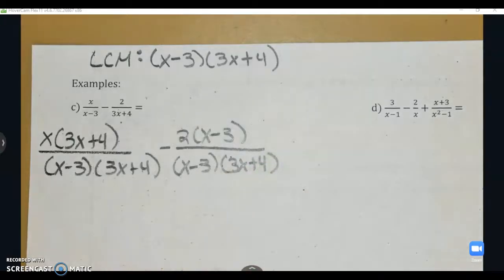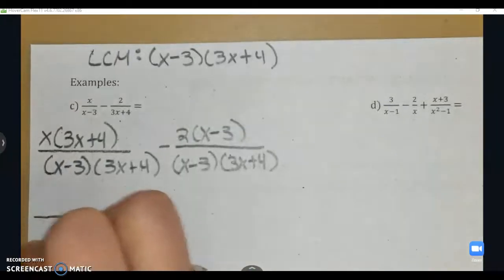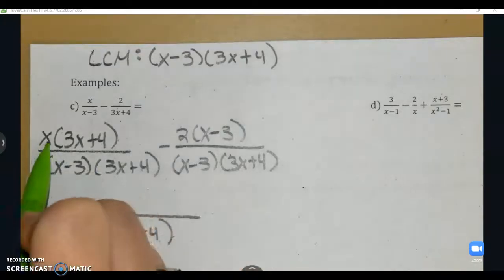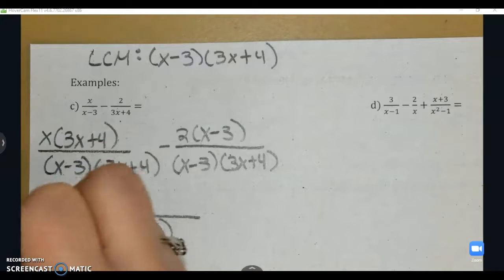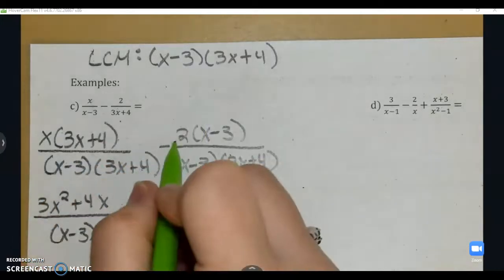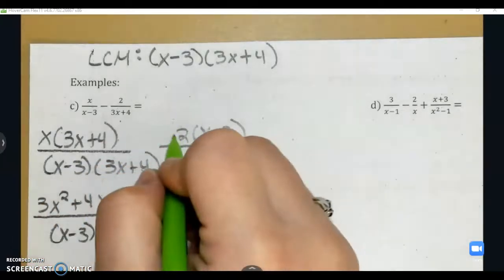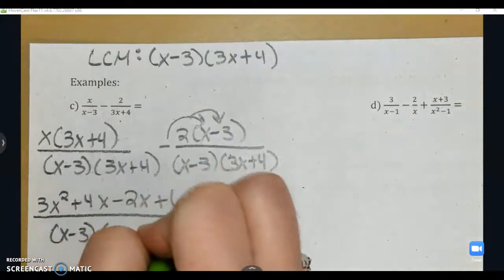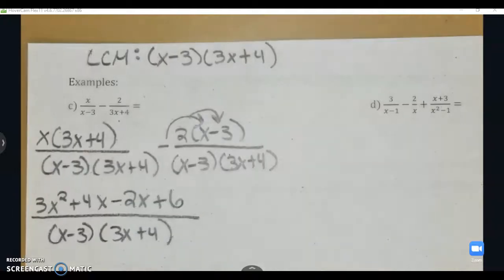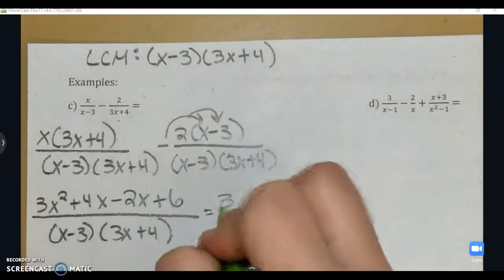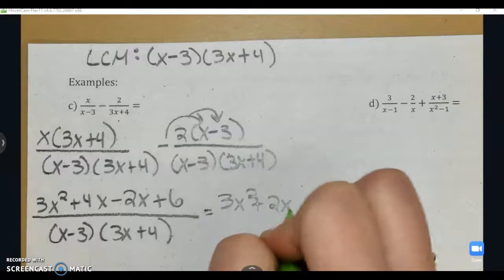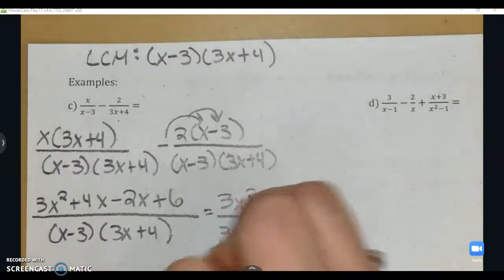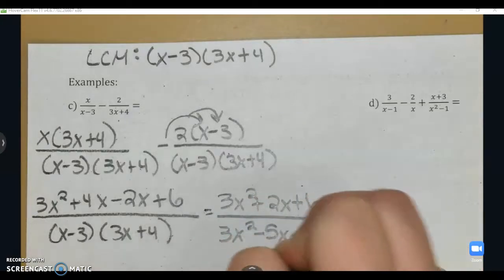So now my denominators match, and I can subtract my numerators. So my denominator is going to stay the same. And let's go ahead and distribute that x here. I'm going to get 3x squared plus 4x. And then again, you have to distribute the minus here, so I'm going to distribute negative 2 into both of these. So that's going to be minus 2x plus 6. Now let's simplify and combine like terms in the top. That's going to get us 3x squared plus 2x plus 6 over, if I FOIL out my denominator, I'm going to get 3x squared minus 5x minus 12.